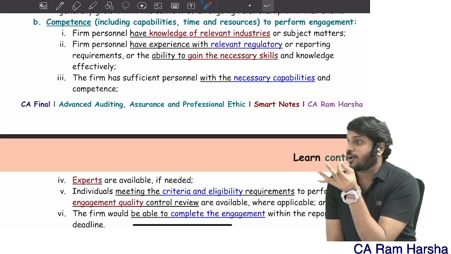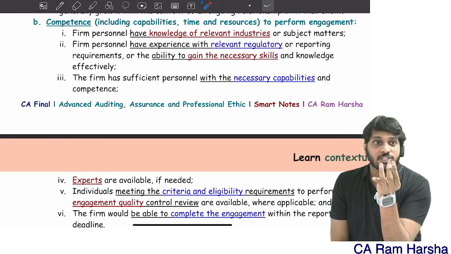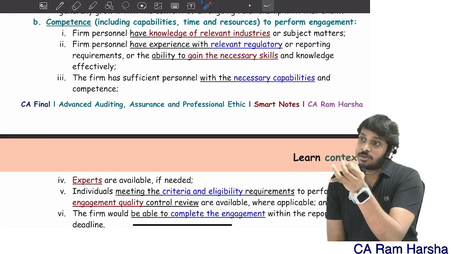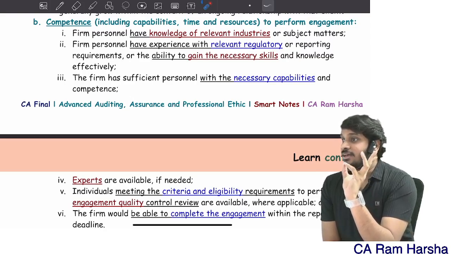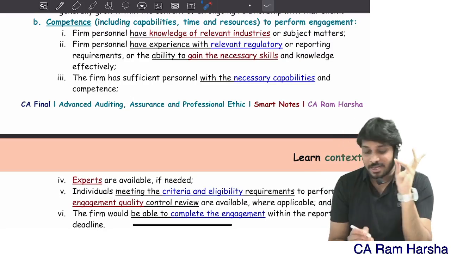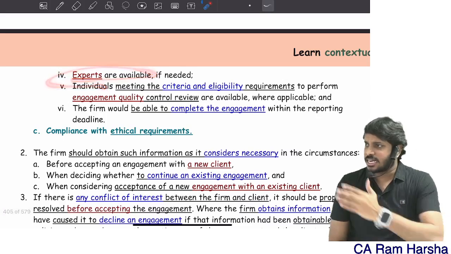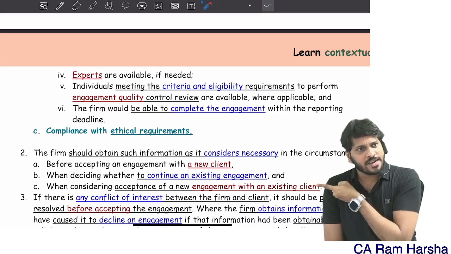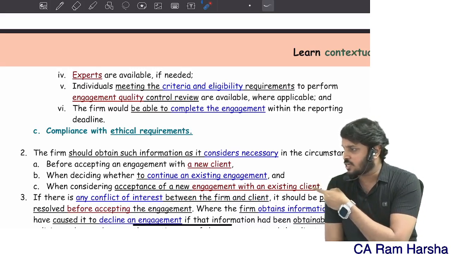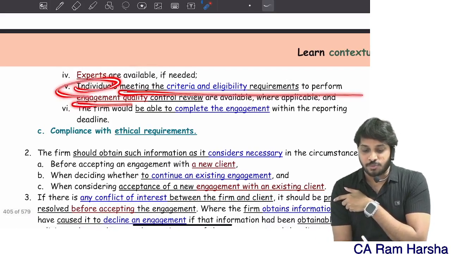So for the competence point you have to write, whether the firm has sufficient knowledge of the industry, whether the firm has sufficient knowledge of the regulatory requirements. If not, does the firm have the capability to get that knowledge? Third one, resources: you need to check whether the firm has sufficient persons with these capabilities. If at all I need experts, suddenly this is an insurance company, I need to do some actuarial verifications, do I know any known actuaries, can I discharge? So whether experts are available, whether individuals meeting the criteria to perform the review.